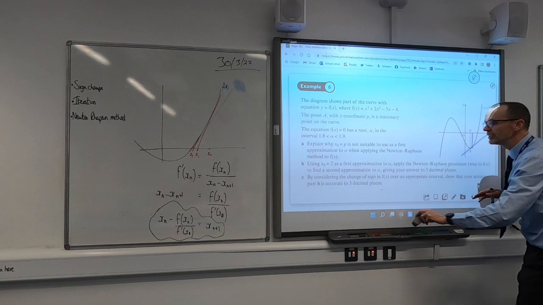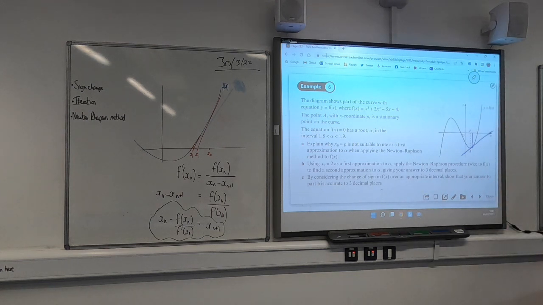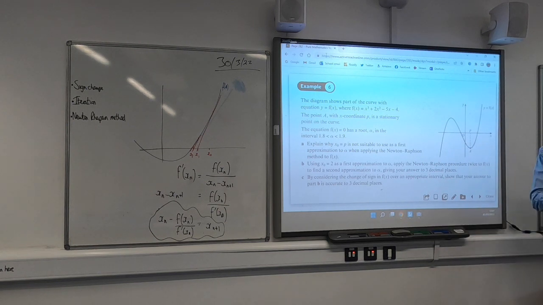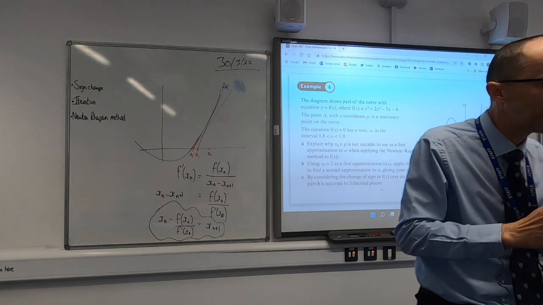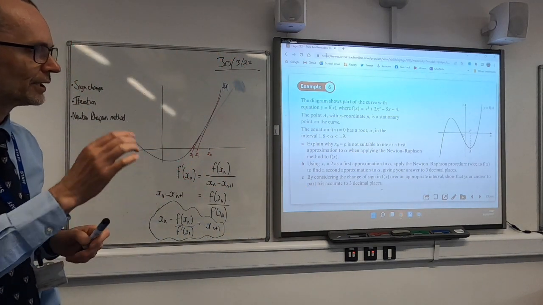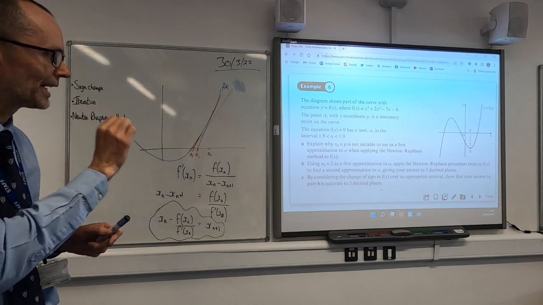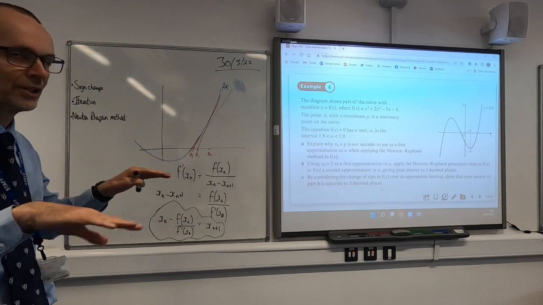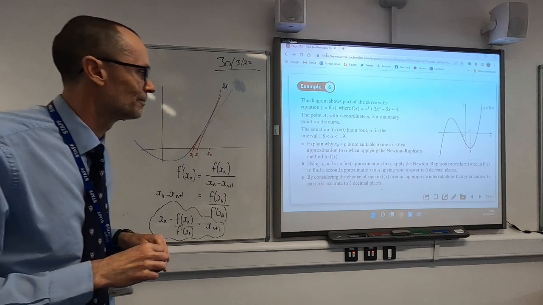So Newton-Raphson only doesn't work if you choose a turning point, and if you choose a value close to a turning point, it's not very good. But the selection of that first value is not something we have to worry about, provided you are okay with the idea that the answer to part A in this question is it's not a good place to start because it's a turning point and therefore the method won't work.